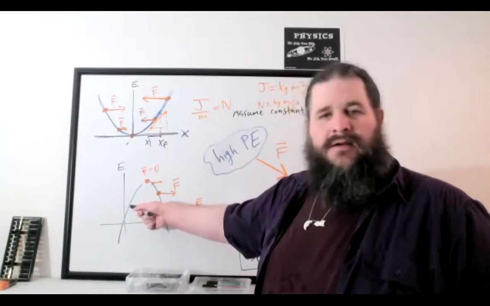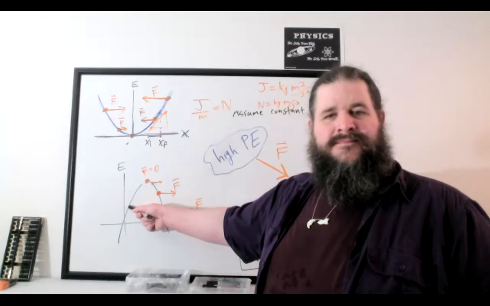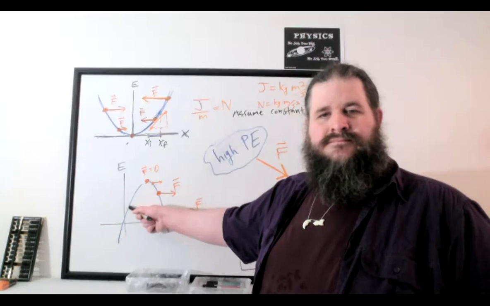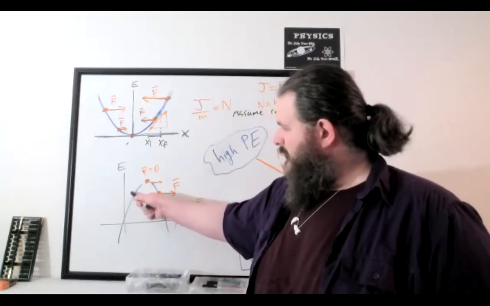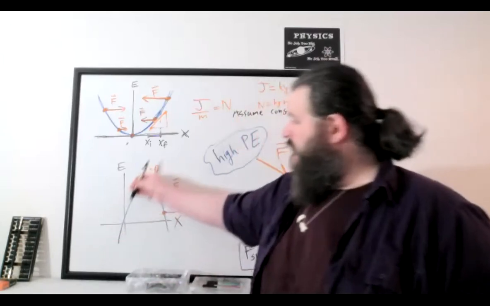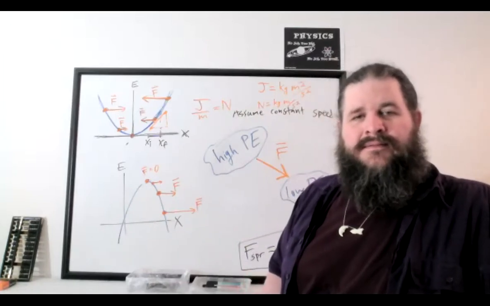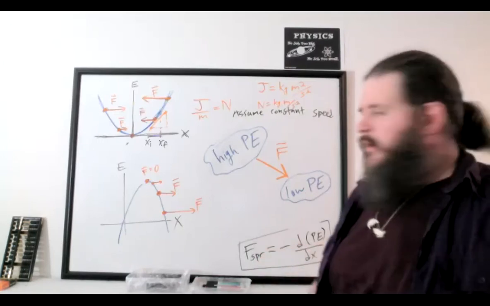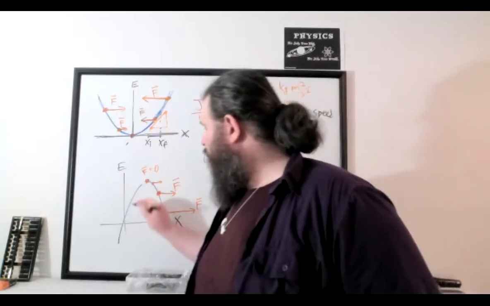What about over here? What's the slope in this region? If you go left to right, you're increasing your value. So the slope is going to be positive, right? We've got a positive slope, but that means the force is going to be negative. The force is always the opposite of the slope. So a positive slope on the potential energy graph means a force in the negative direction.